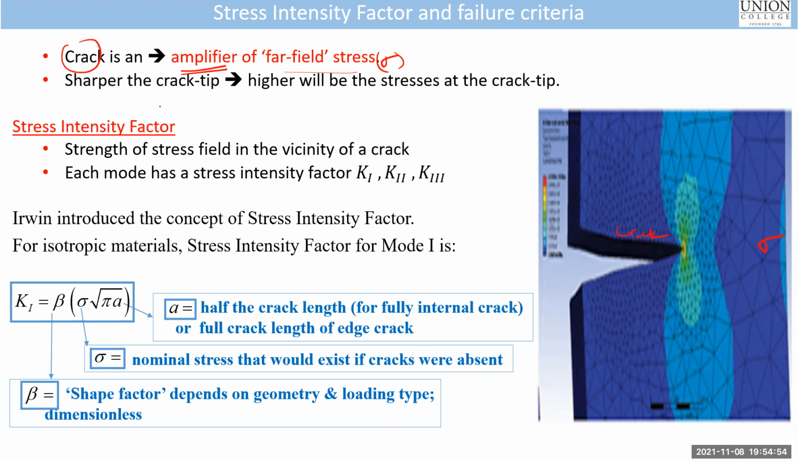And the sharper the crack tip, the higher the stresses at the crack tip. So if you have a blunt crack versus a sharp crack, the sharp crack will have more amplification at the crack tip. So the sharp crack is very dangerous because of this amplification, you will reach that point of crack growth very quickly. Is that okay so far? What a crack is?